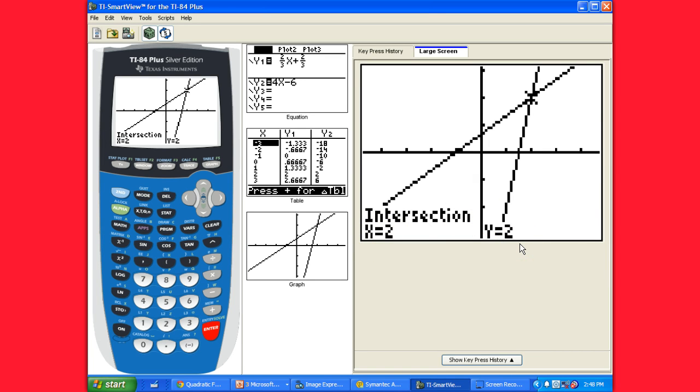Remember that we've talked about before that intersection equals solution. Every single point on this line is there because it is a solution to that equation. Every single point on this line is there because it is a solution to that equation. So if I'm looking for the one ordered pair that's a solution for both of them, it would have to be that one point where they intersect. So intersection equals solution.